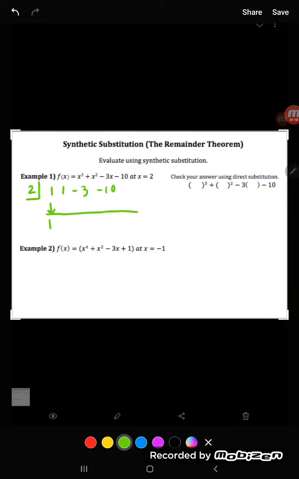2 times 1, I multiply now. That gives me a 2. I add up and down. 2 plus 1 gives me 3. I multiply. 2 times 3. That gives me a 6. I add up and down. So negative 3 plus 6 is going to give me a 3. I multiply 3 times 2, and that's going to give me a 6. My remainder is a negative 4. The remainder is the answer to the question.